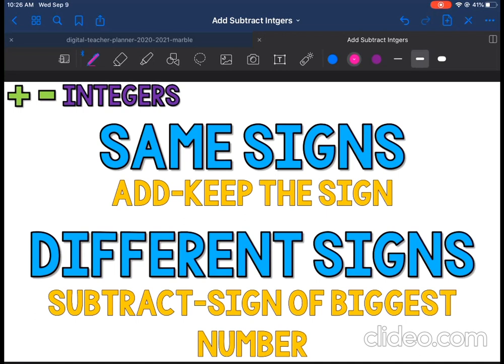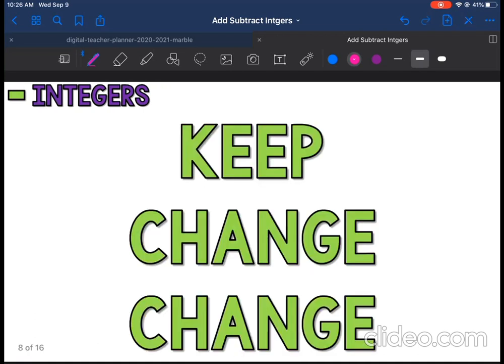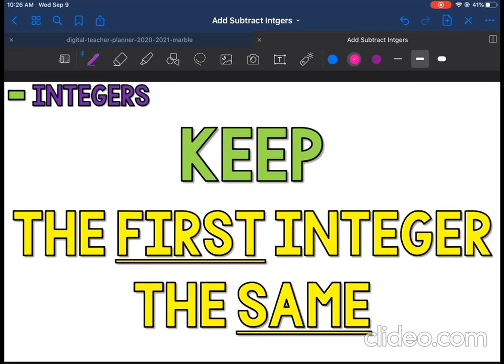Now let's talk about subtracting integers. Subtracting integers, we're going to remember three words: Keep, change, change. We're going to keep the first number the same. Keep the first integer the same.